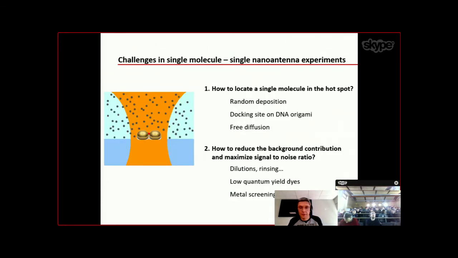All right, so that's answering the two questions we had. Random deposition in a polymer, if you really want to probe what's going on. Docking site, if you want to deterministically couple the molecule to your nanogap. Free diffusion is a very easy way to go, and you can do a lot of things with that. And then to play with signal-to-noise ratio, using a low quantum yield dye is a pretty efficient trick to maximize the signal you have from a single molecule and reduce the background contribution.